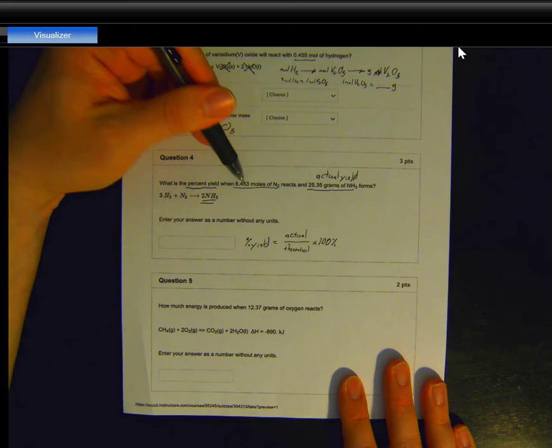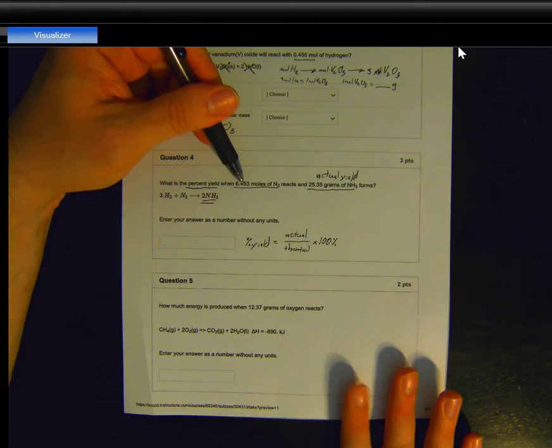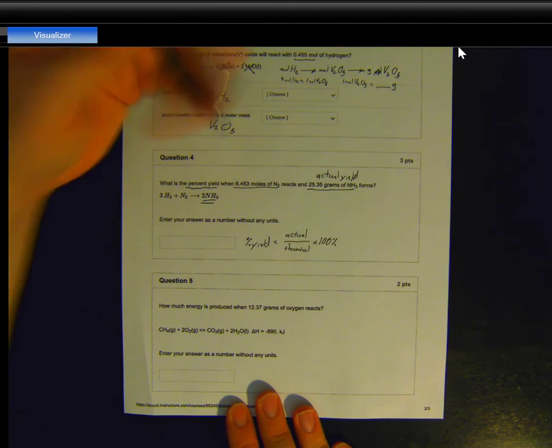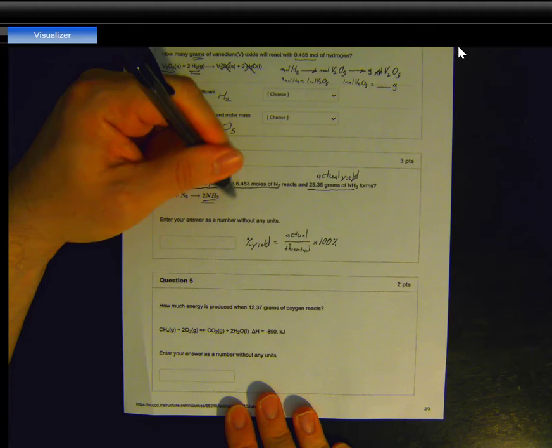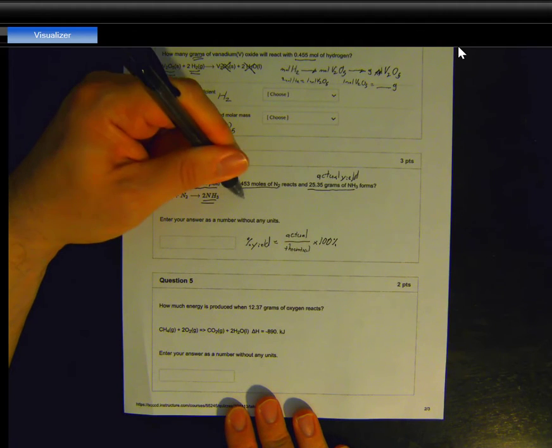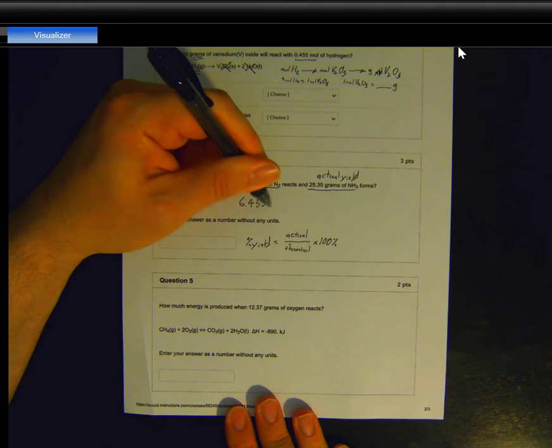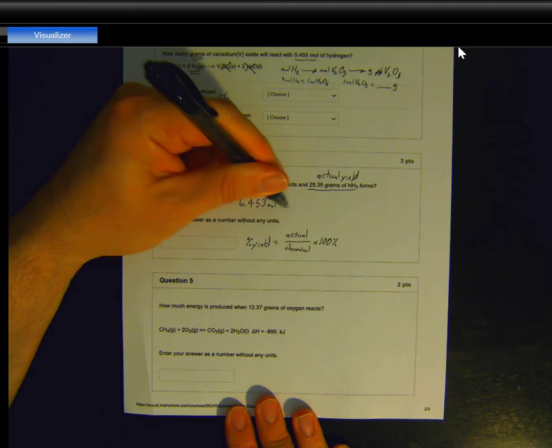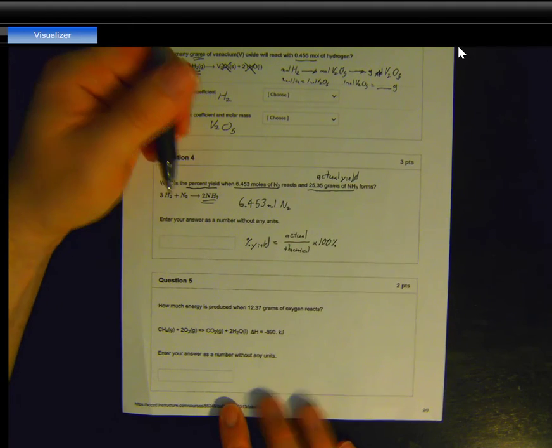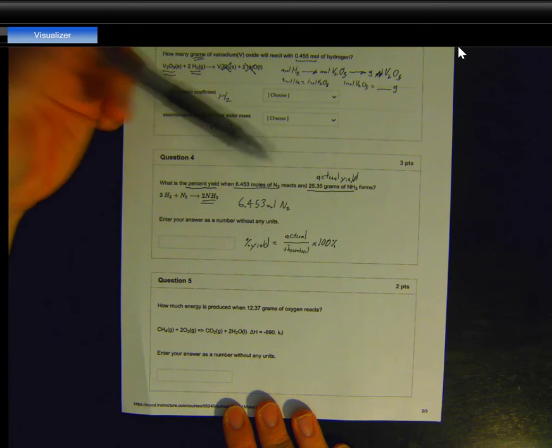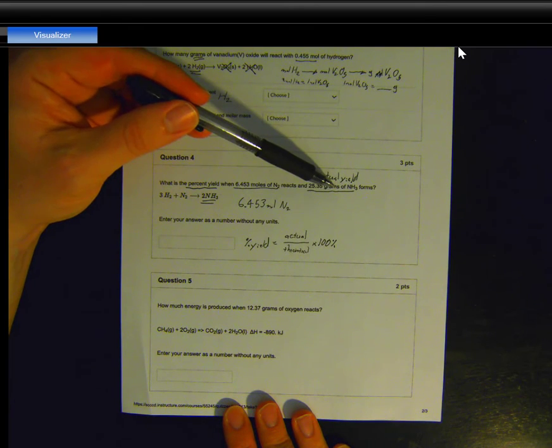This one, though, is not the theoretical yield. We have to find theoretical yield from this number. So how we do that, we'll start with this number, 6.453 moles of N2, and we will convert from that to get units of grams of NH3.